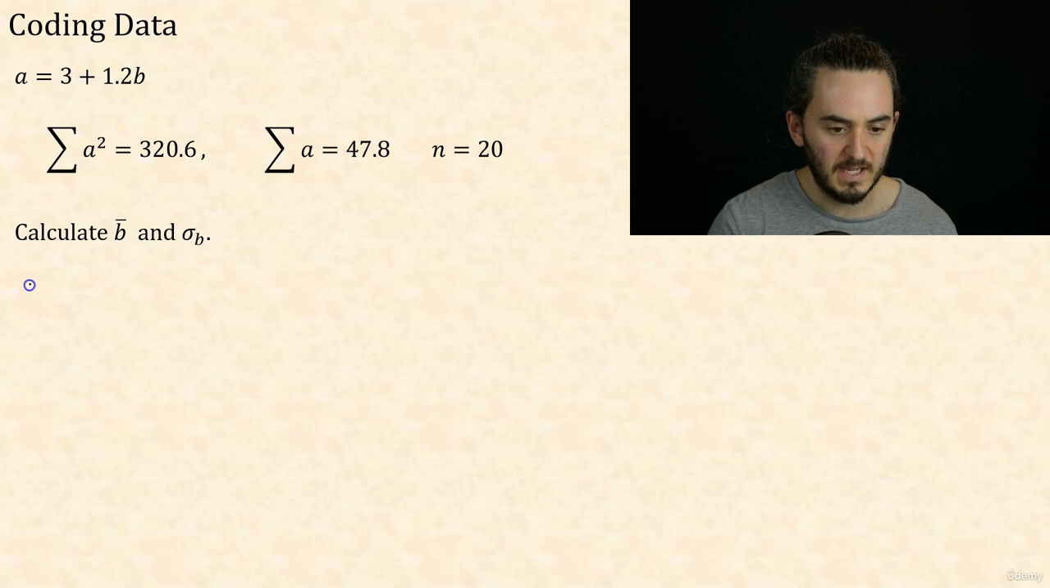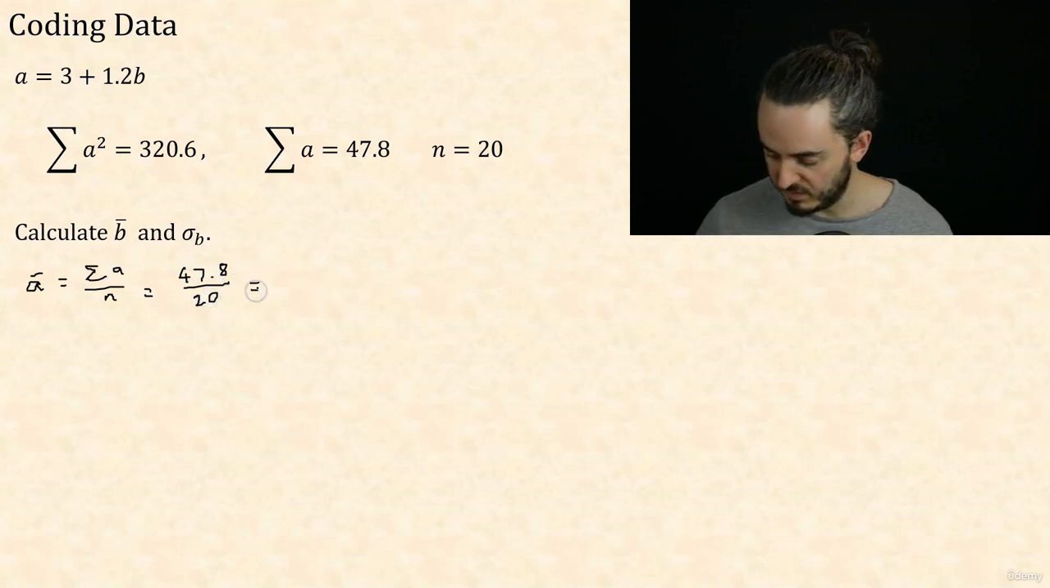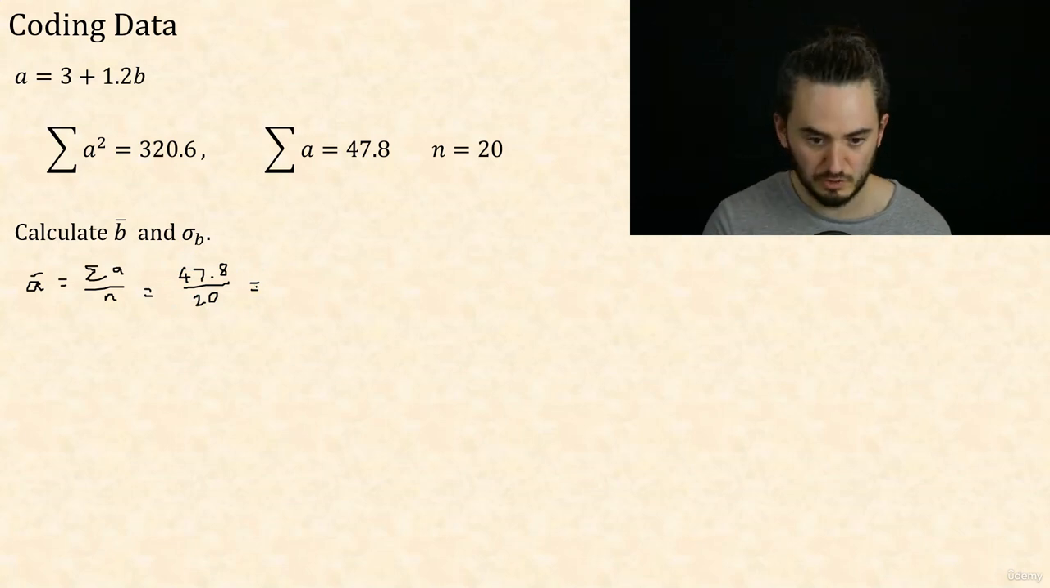So the mean of A, well, we can calculate that by just using the formula, which is add them all up and divide by n. Now, they've already been added up for us, so that's 47.8. Dividing by n is dividing by 20, so 47.8 divided by 20 is our mean, and that's 2.39.